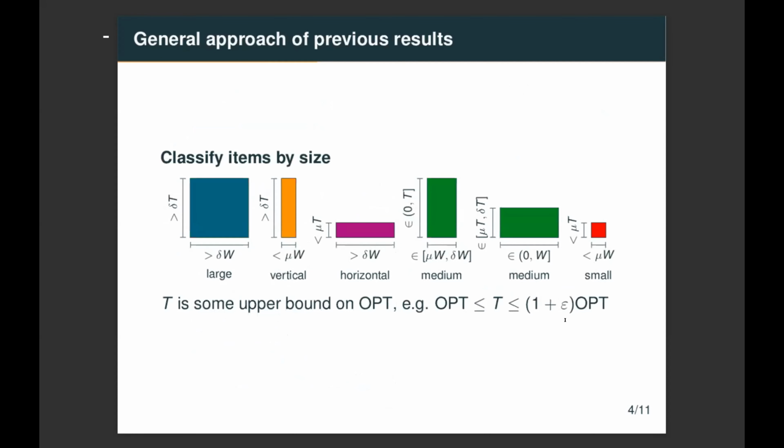A general approach of the previous results is as follows. They start by classifying the items according to their sizes. So consider mu and delta to be constant values in the range 0 to 1. Also assume that T is some upper bound on OPT, which is less than 1 plus epsilon times OPT. Now we can classify the items by size. For instance, if both the height of the item is more than delta T and the width is more than delta W, we call the item large. If the height is more than delta T and the width is less than mu W, we call this vertical, and so on.